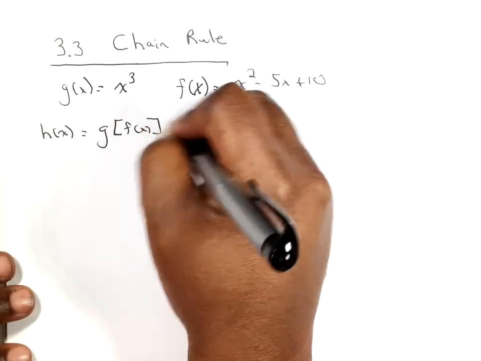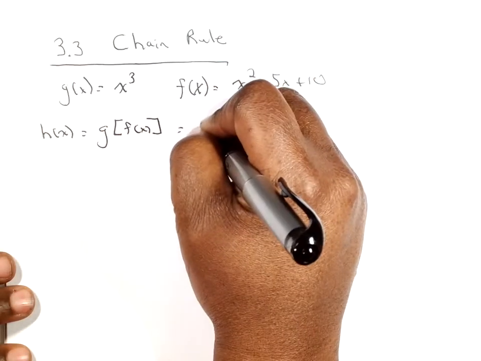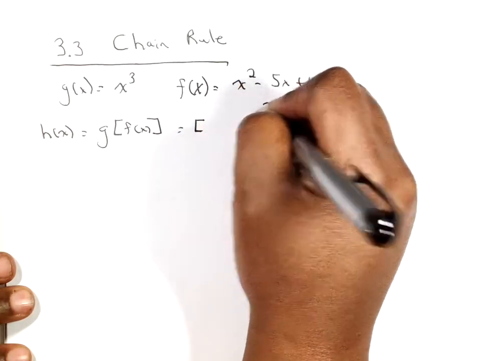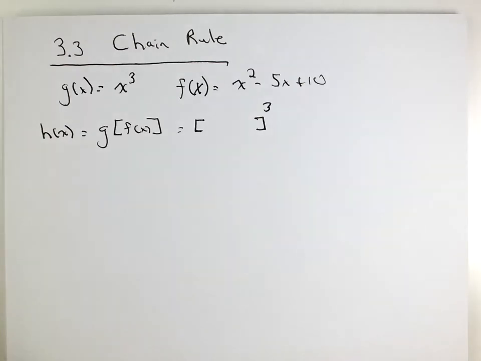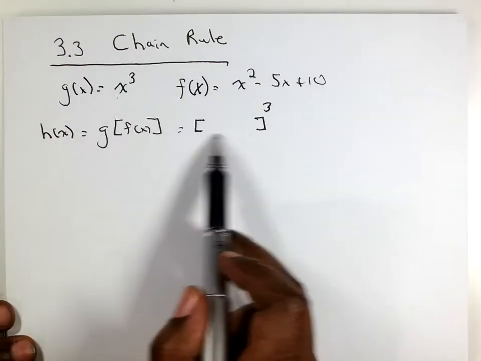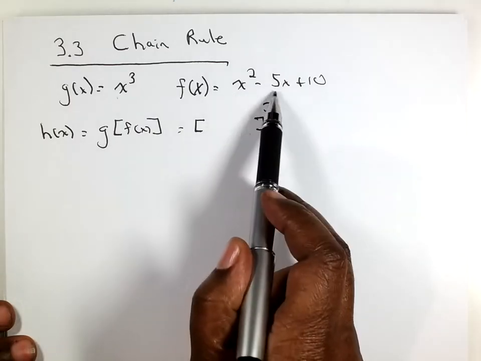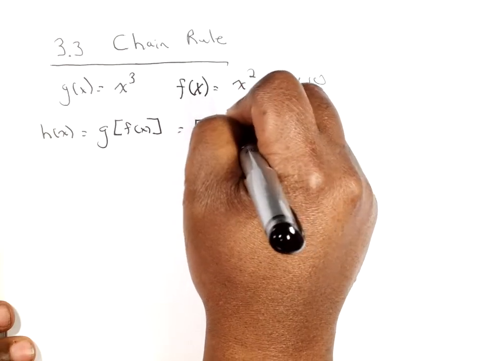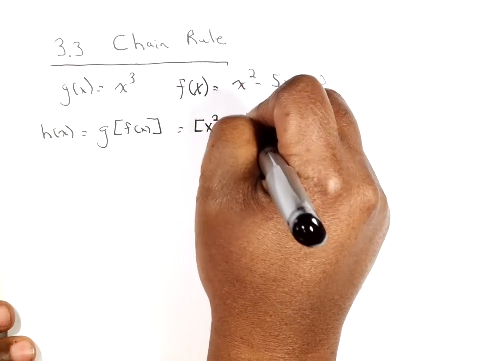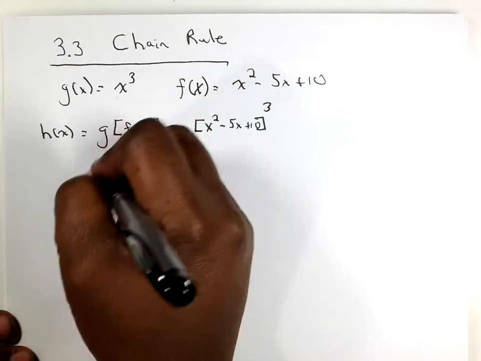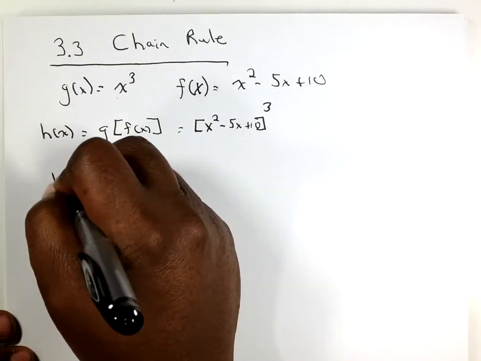So what I want to do is wherever I see an x, I'm just going to leave a blank, and then I'm going to take that whole thing and cube it. So where there was an x, this is where I have my brackets, and I'm going to plug in the f function into it. So that would be x squared minus 5x plus 10, and that whole thing is being cubed.